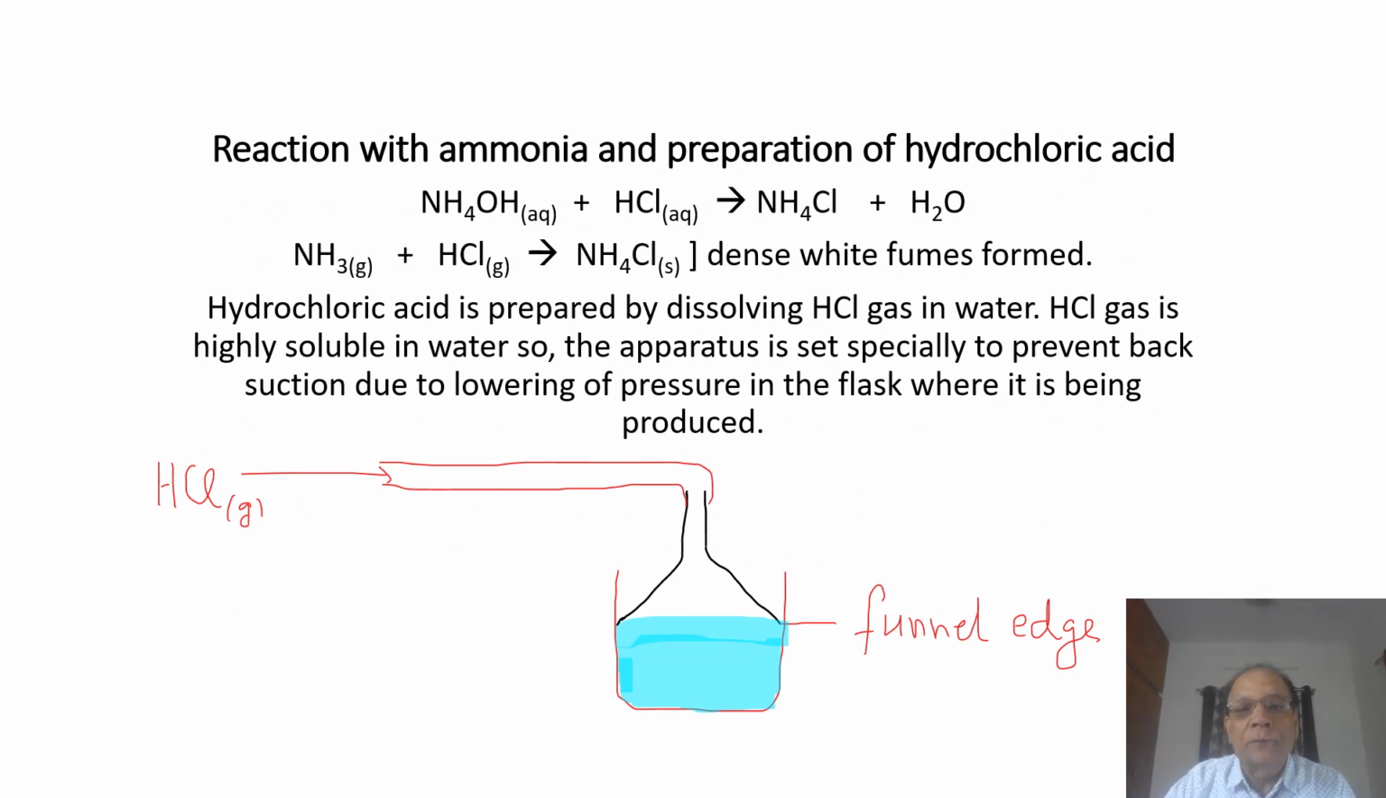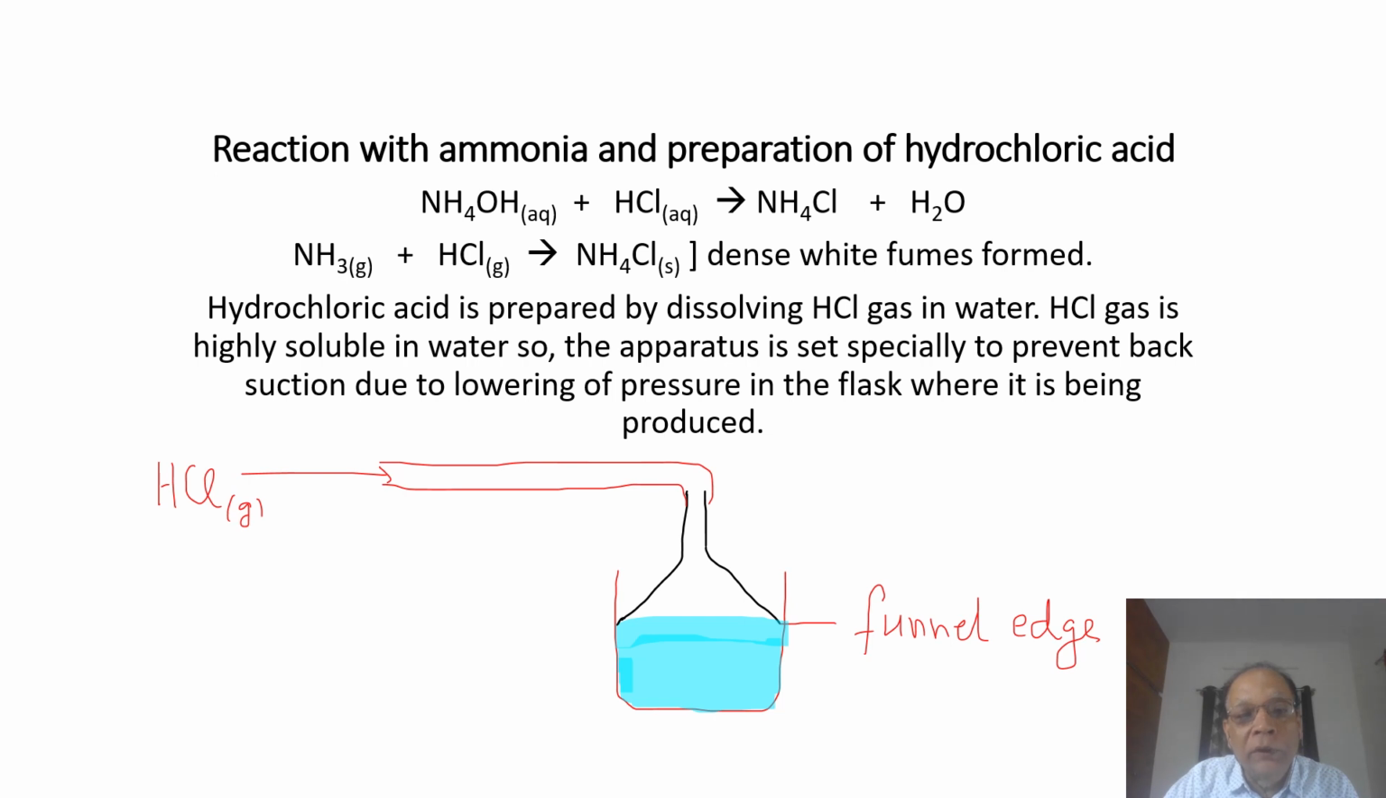Reaction with ammonia and preparation of hydrochloric acid. Ammonium hydroxide reacts with hydrochloric acid. I have written aqueous because if I write HCl, people would be confused as to whether gas is being used or the hydrochloric acid is being used. So in both cases, we have solution, and we get ammonium chloride, which dissolves in the solution as water is also produced.